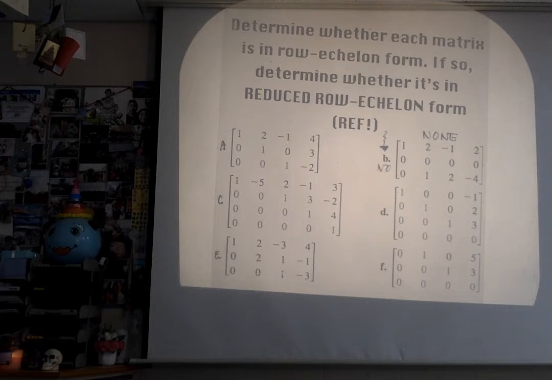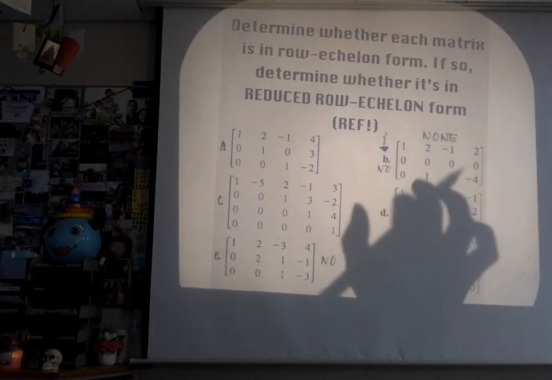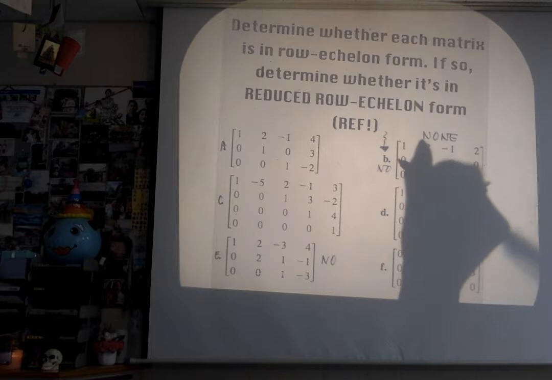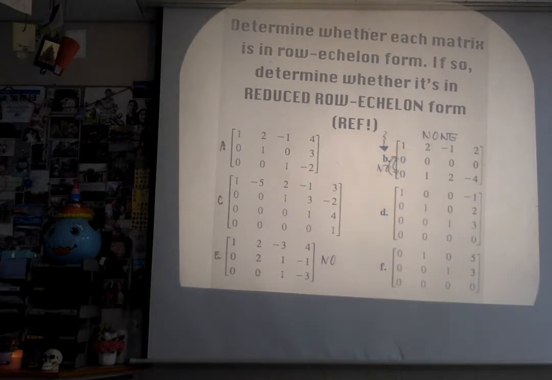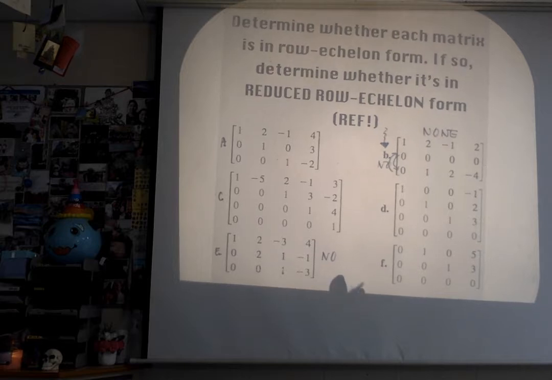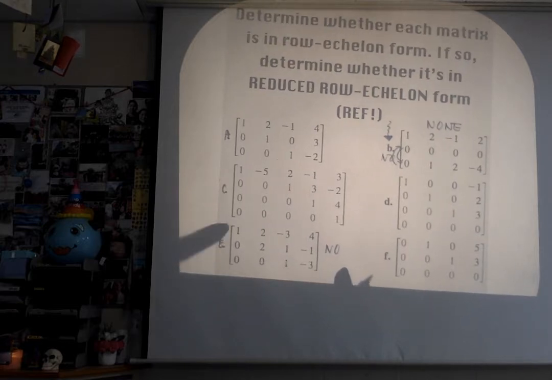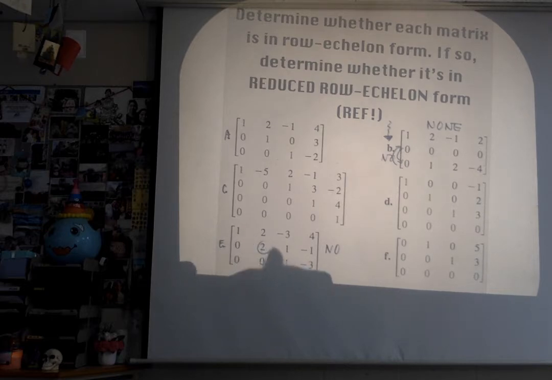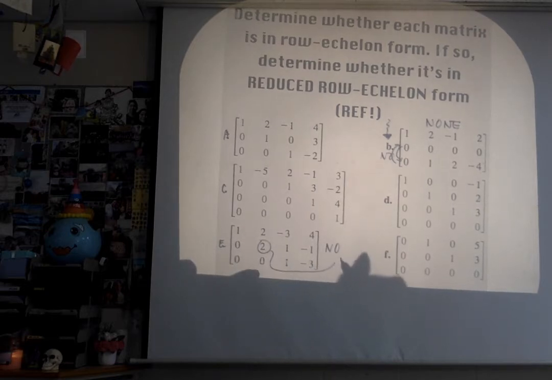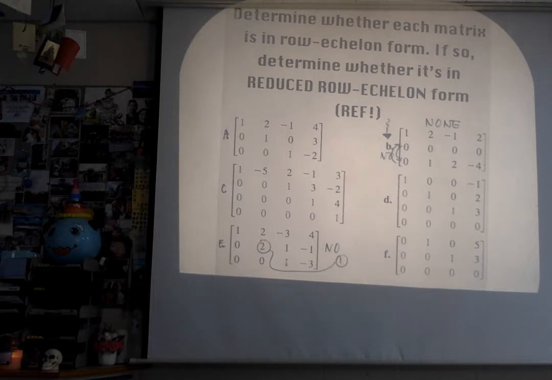Can you find another one that's no? I'm sure you found one already. This one is also no. In order for this to be REF, maybe this row had to come this way, and this row had to become this way, in order for us to be in any kind of form. How about this one here? Why is it no? Everything below the 1 is 0. But how about this one here? This leading one is okay, but what's wrong with this one? This one needed to be a 1. If that was a 1, it could have been REF.